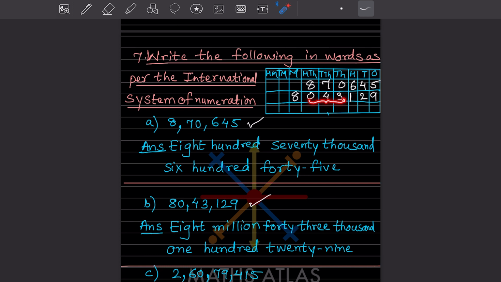So what will you write here? 43,000. Correct? And then you are going to write here 129. So it's 129. Hope that is clear. Now we will go for the next problem. Then what does this one say?